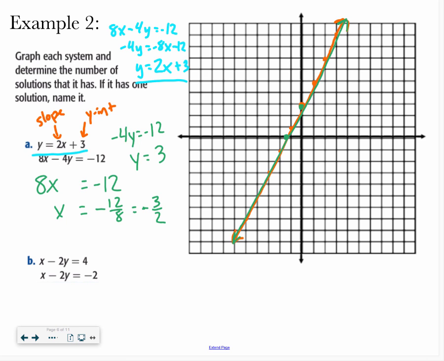Let's look at the second part B, the second example here. We have x minus 2y equals 4. I can solve for y if I wanted, say negative 2y equals negative x plus 4. And I could say y equals positive 1/2 x minus 2. If I do that, I go down to 2. I go up 1 over 2. So that's one way that I can graph, or I could graph using the intercepts, which I'll do with the next one.